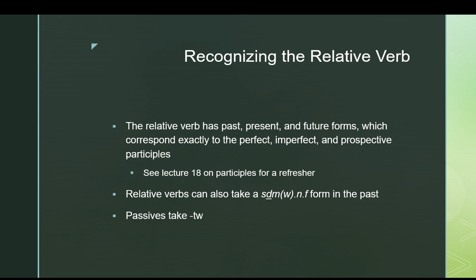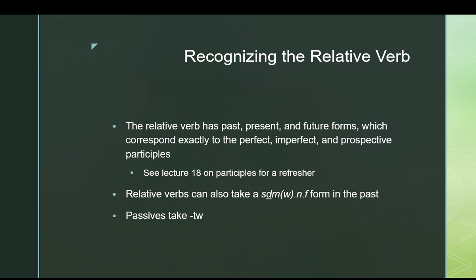The simultaneous good and bad news about recognizing the relative verb is you already know how to do it. At least you already know how to do it if you've been watching these videos in chronological order. Because relative verbs look exactly like participles. Exactly like participles, down to the conjugating to agree with their subject, or with their antecedent, I guess you could call it, down to the having a perfect, imperfect, and perspective, or really a past, present, and future form. And that future, as is frequently true in Egyptian, has a perspective, which is the term that they use, but a hypothetical aspect. It's not necessarily what will happen so much as what should happen. Much like, as you would expect, the prospective participle. So if you need a refresher on how this conjugation works, see lecture 18. It's exactly the same thing.